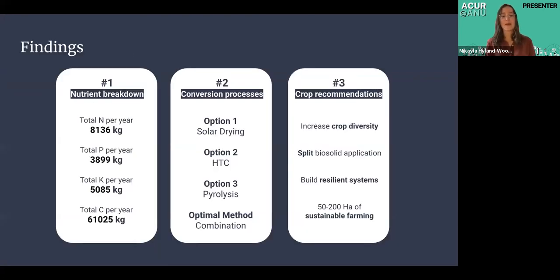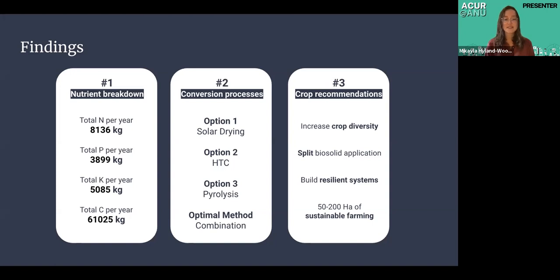Question 2 aimed to find appropriate conversion processes. And there are 3 main techniques. Solar drying is known to be the lowest effort, but it's time consuming and has high macronutrient loss. The second technique is hydrothermal carbonization, or HTC, which uses heat and pressure to transform solid waste into hydrochar, retaining about 75% of initial carbon. This has carbon storage benefits and abates the issues of time consumption.